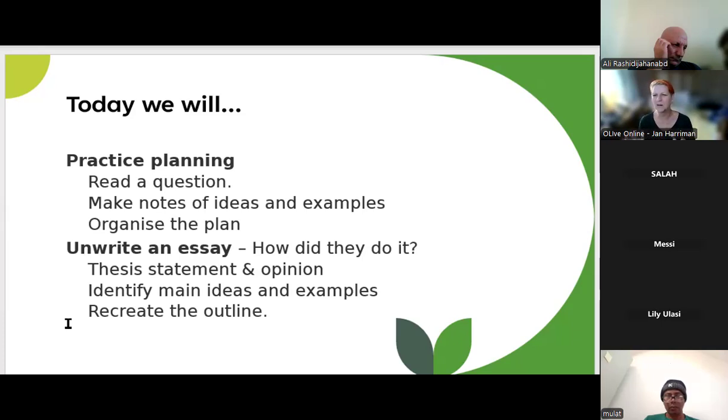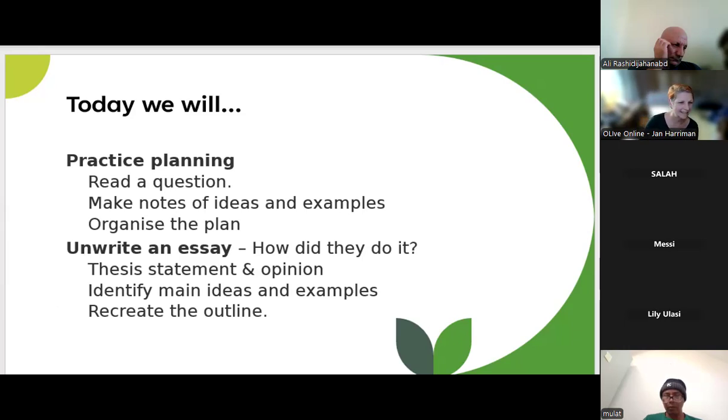Then we're going to do that a couple of times. And then we're going to unwrite someone's essay. So what were all of the things that this person thought about? And what were the notes that this person made in order to write the essay they wrote? This is something I really want you to do several times while you're working up to that IELTS exam. If you unpick how someone else put together an answer, it will really help your process when you have to put the pieces together yourself.